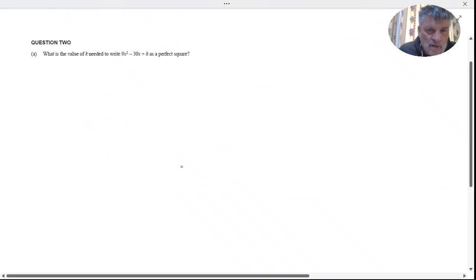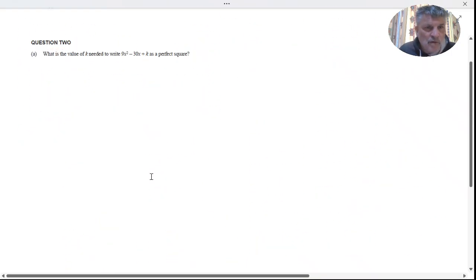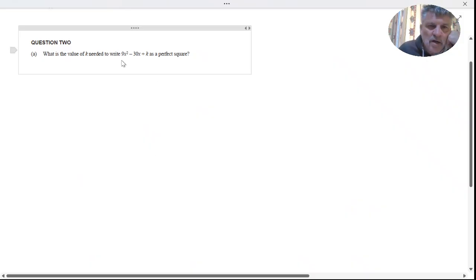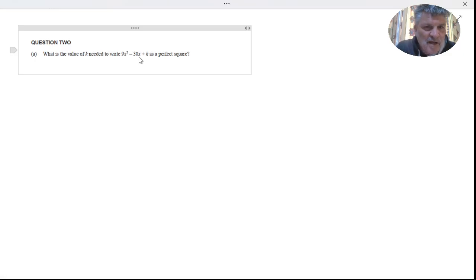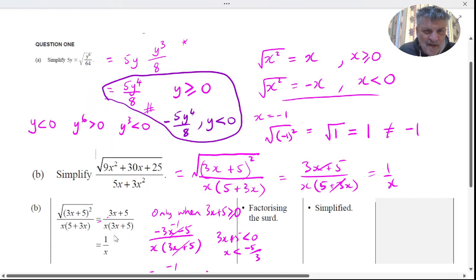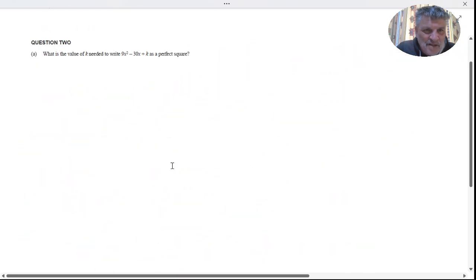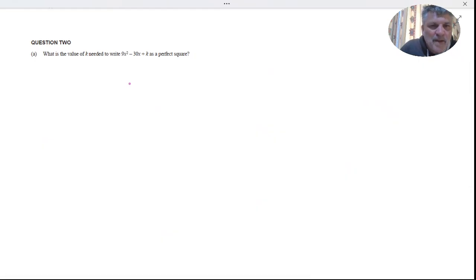Question 2. That was 1e, was it? Yep. Question 2. What is the value of k needed to write 9x squared minus 30x plus k as a perfect square? If we look at last year's examination, this is the perfect square. It's factorized, so it's 25 is what we're going to expect. So 2 years in a row they've used the same quadratic but in a different way.